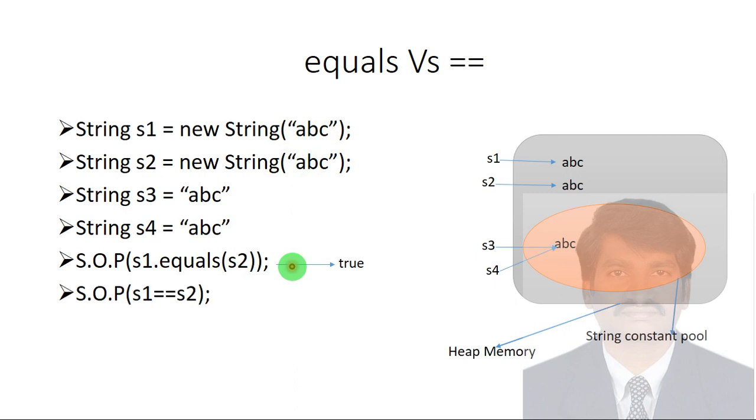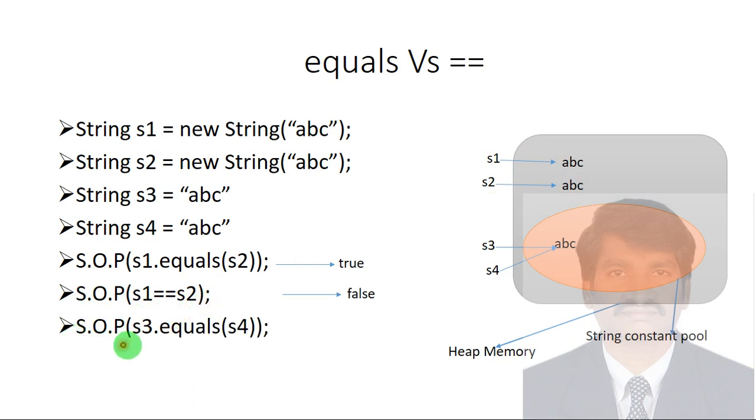Next, I am going to compare the references of both the objects. s1 == s2. See guys, s1 is this object, s2 is this object. So these are two different objects. Correct? So both the objects have their own addresses. So when you say System.out.println of s1 == s2, it will return false.